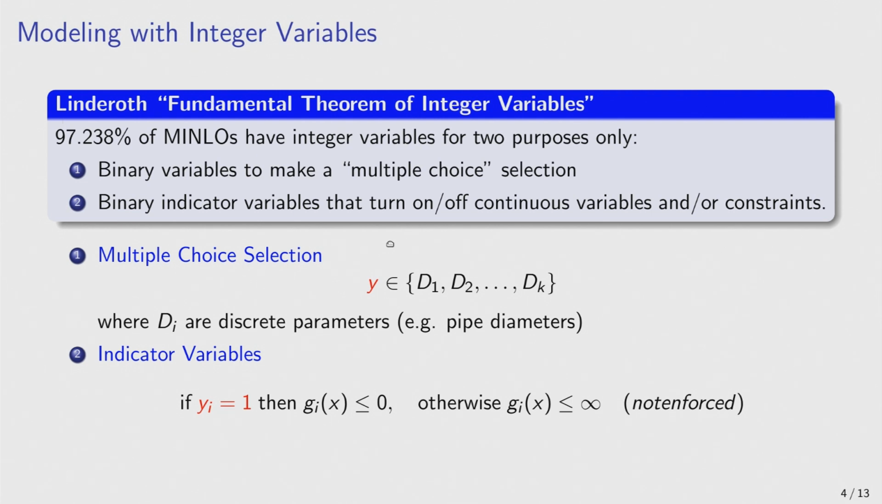Multiple choice selections appear often. For example, you could have pipe diameters that you're selecting. If you're designing a water network, the diameter of the pipe basically tells you how much water you can pump around. But pipes are more expensive if you have larger diameters, and it's also more expensive to operate. So you want to fit the diameter of the pipes to your network. And they don't come as continuous variables because they would have to be manufactured especially for you. So instead, there are discrete choices.